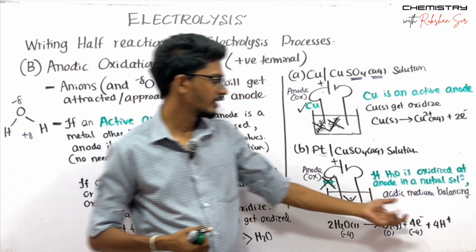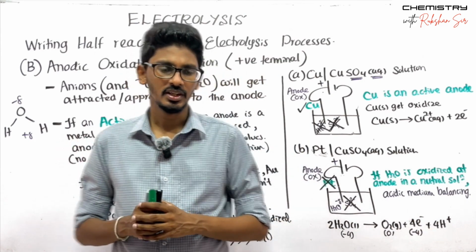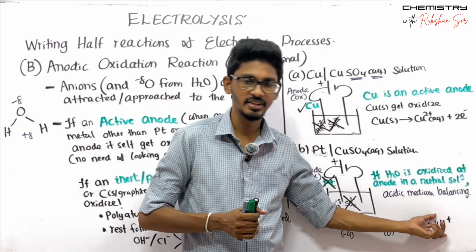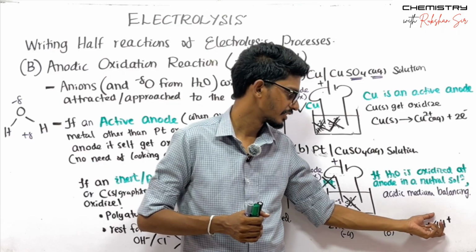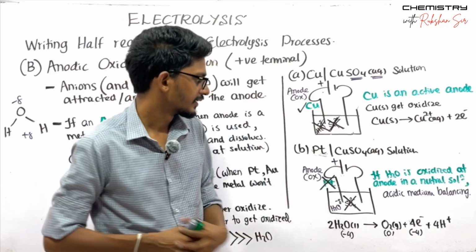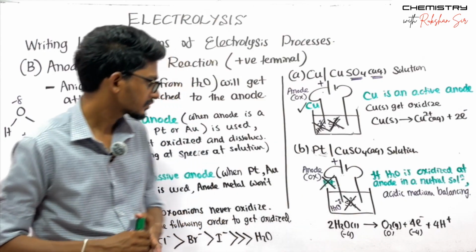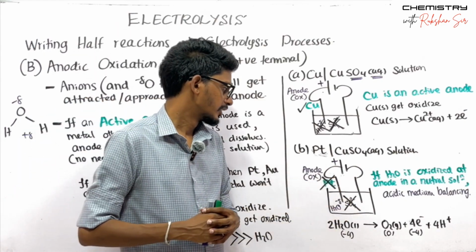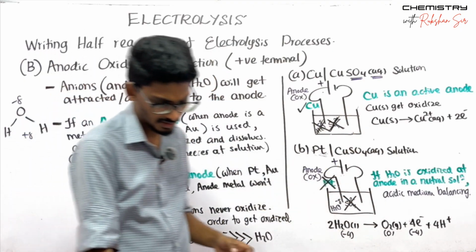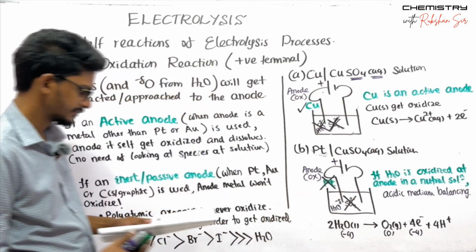If water is involved in an anodic reaction in a neutral solution, definitely that should be balanced in an acidic medium. That is why we used H pluses to balance the charge. Right, now that is clear. So that's it. Just copy the stuff if you need. All the things appear in your notes. If you need to copy anything, you can copy, right?